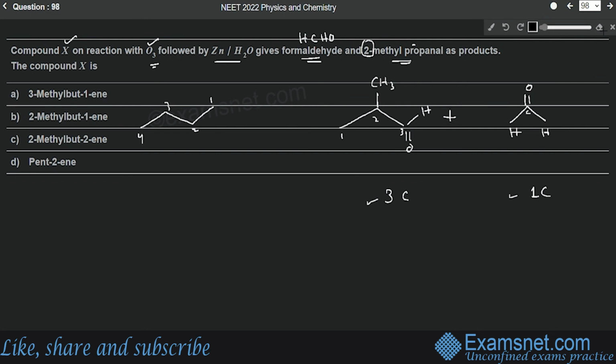Now where will be the position of the double bond in this alkene? See, here we can see there is one carbon, that means the bond has been broken between the first and second carbon. So the first carbon has been separated, right? So this will be the position where the bond has been broken. So the double bond will be somewhere here. That means at first position we have a double bond. At third position we have a methyl group. Now what will be the name of this alkene? It will be 3-methylbut-1-ene. Okay, so option A will be the correct answer.